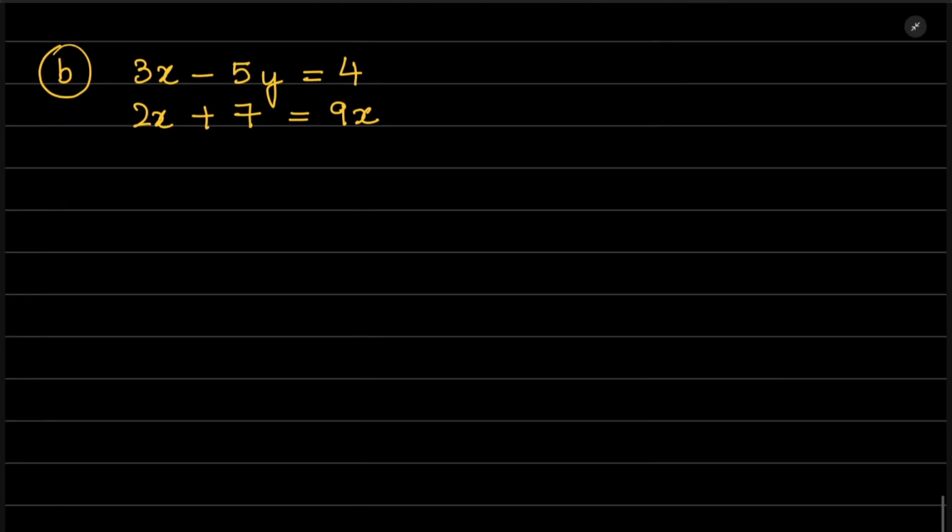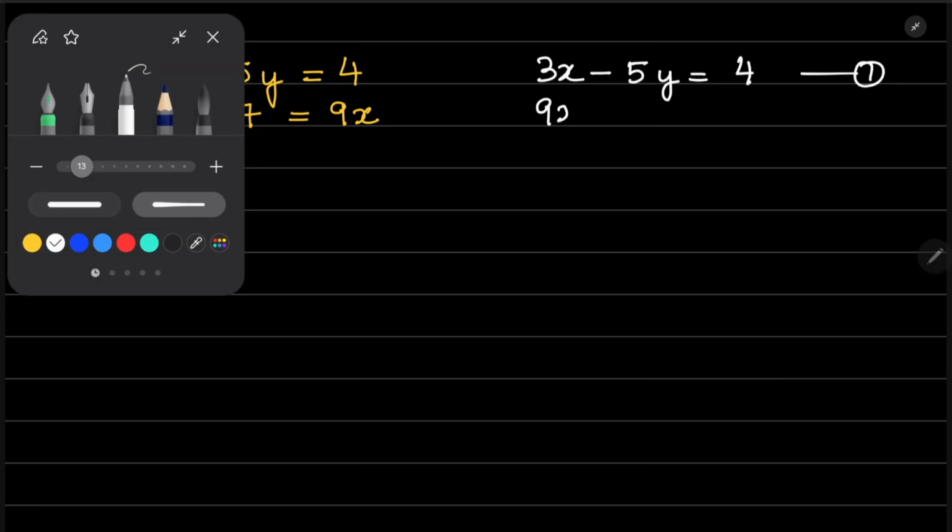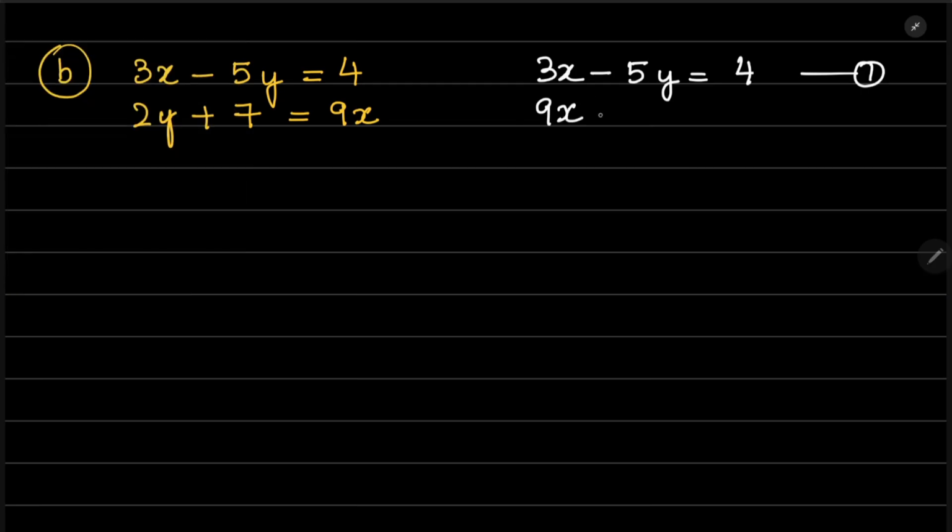Yeah, here is the question. 3x minus 5y equal to 4. 2x plus 7 equal to 9x. Now let us rearrange the terms in a standard format. Okay, so 3x minus 5y equal to 4. So this is your equation 1. The second equation is nothing but 9x. Okay, here there's a small mistake. This is nothing but 2y. So here it's 2y. Okay, so 9x minus 2y equal to 7. So this is your equation 2.